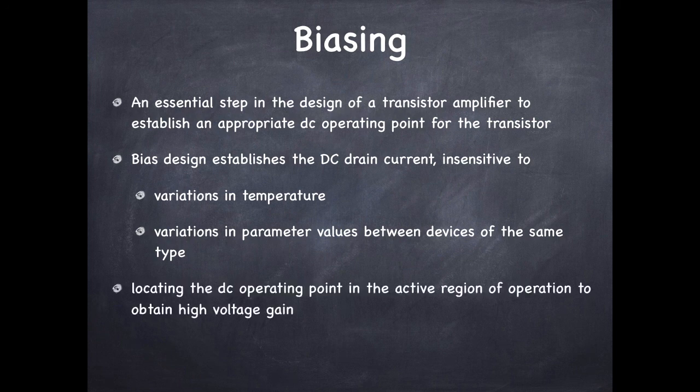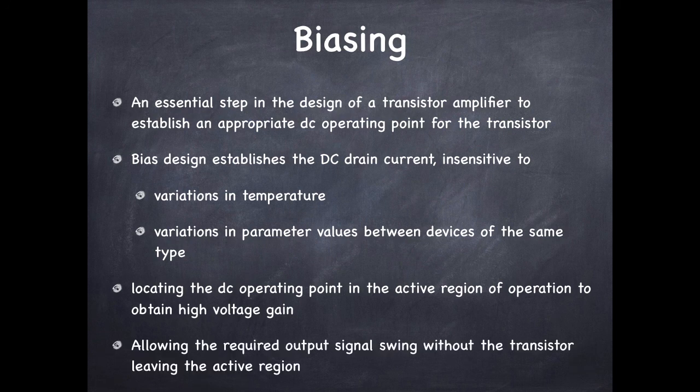A second consideration in bias design is we have to locate the DC operating point such that the required output swing in the transistor will not leave the active region at any time. That is, the transistor remains in the active region for all values of the output voltage. So, the responsibility of the biasing circuit is to locate it in such a way that the output swing never crosses the active region, and to stabilize against the variation in temperature or variation in parametric values.